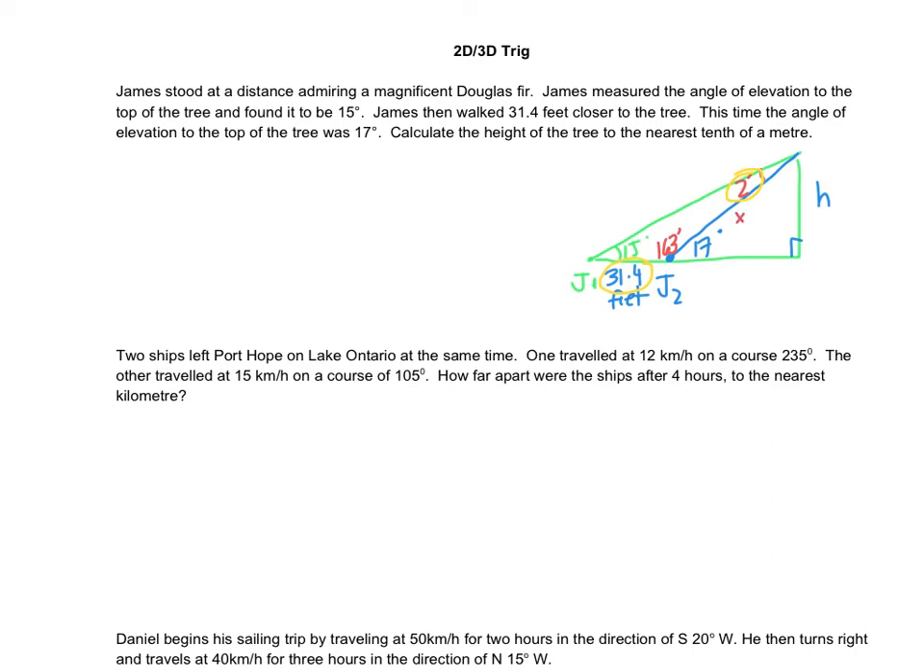And now I'm going to do a sine law. So x matches the 15 degrees. They are opposite. They are that full pair. So let's set up our sine law. Sine of 2 degrees over the opposite side, so 31.4, equals sine of 15 degrees over x.